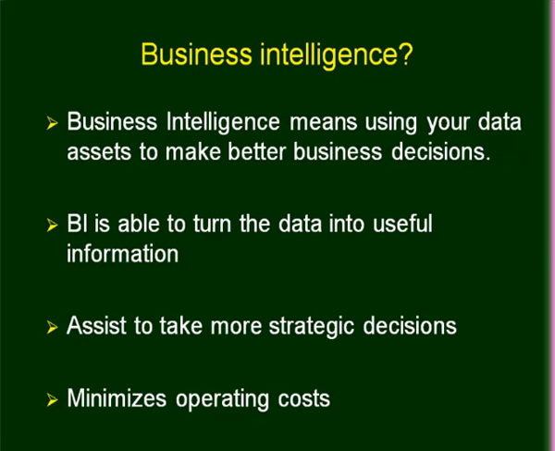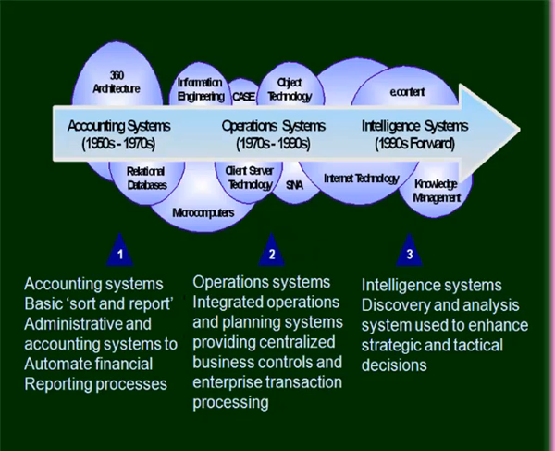So there is a fundamental shift in the purpose, objective, and the use of information. The slide shows three different kinds of systems. One is the accounting system, the middle one is the operation systems, and the last one is the intelligence systems. Accounting systems basically use sort and report, administrative and accounting systems to automate financial reporting processes.